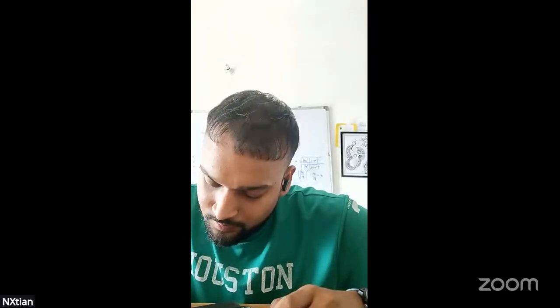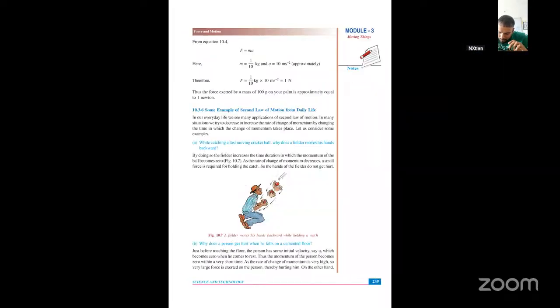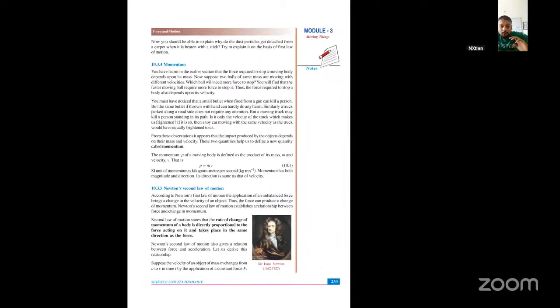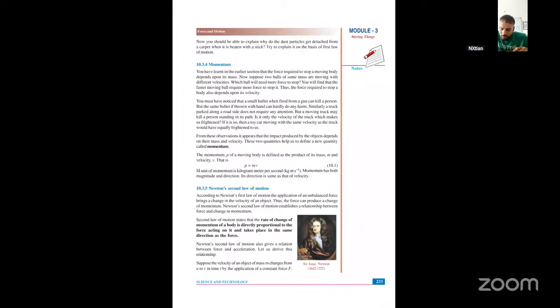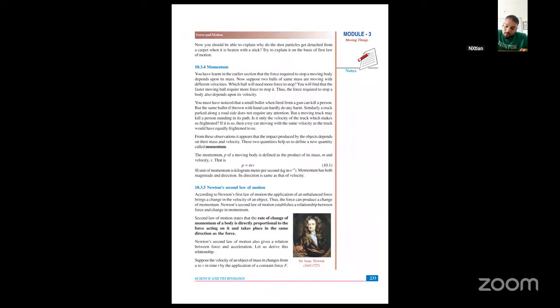So, we did this chapter. We were doing this question in which we learned about inertia and the first law of motion. Now, today we will learn about a new topic called momentum. This is one of the important topics, so please pay attention. Today's topic is momentum.